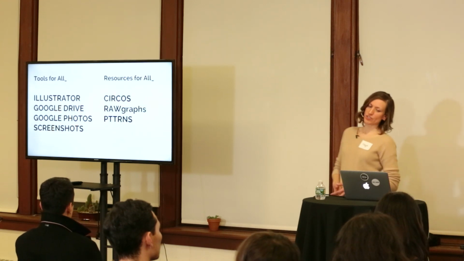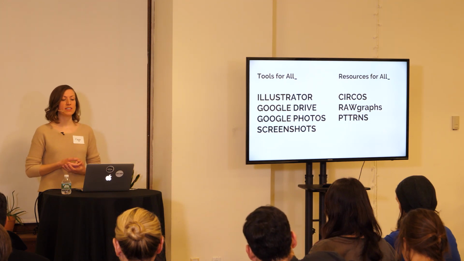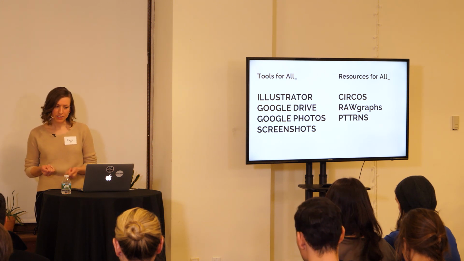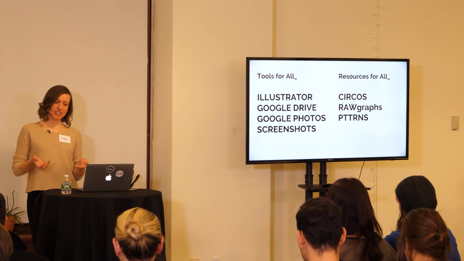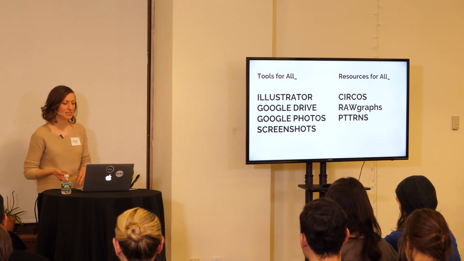Circos and raw graphs are great resources for building circular visualizations from tabular data that would otherwise live in spreadsheets. Raw graphs is a bit more user-friendly, and Circos has its roots in genetics. Visualizations can also be built manually in Illustrator, which allows for more customization and authorship. I rely heavily on Google Drive, Google Photos, and screenshots for the routine upkeep of my archives, but I definitely recommend these tools.